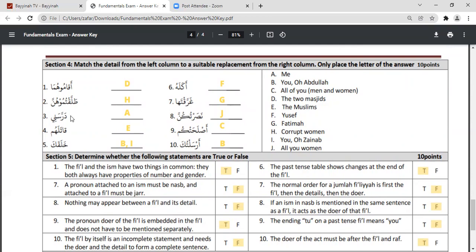Then طَلَّقْتُمُوهُنَّ. Hunna is basically, if you remember, hunna is the ladies, and basically third person feminine plural. Over here, if we see, this cannot be the Muslims, it's not feminine, Yusuf is not feminine, Fatima is feminine, but then this is singular. Then the only thing left for us is this one, that is the option H, right? Because this is talking in the third person, correct women.